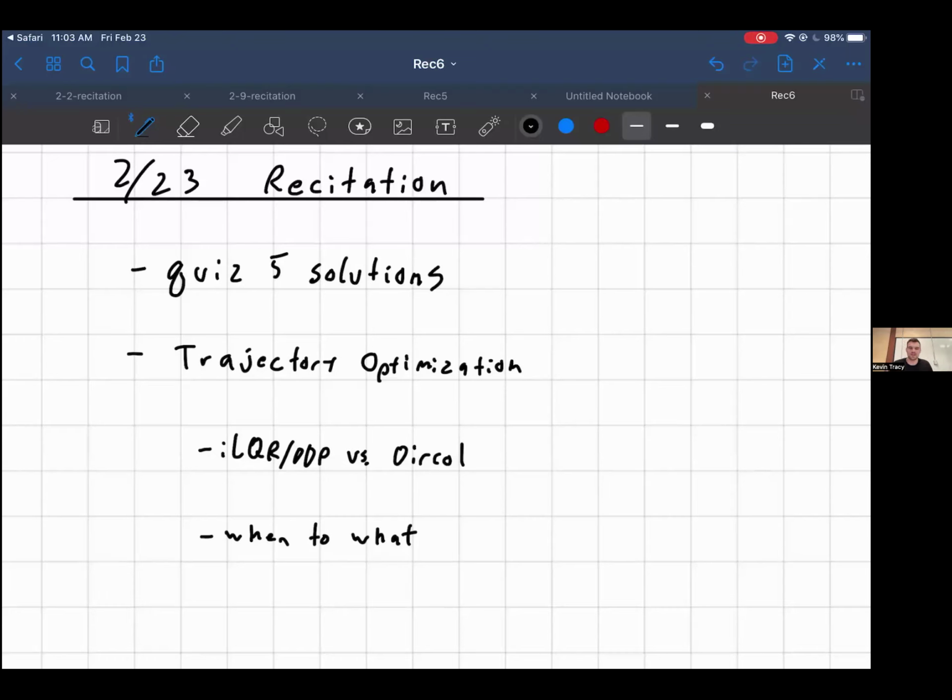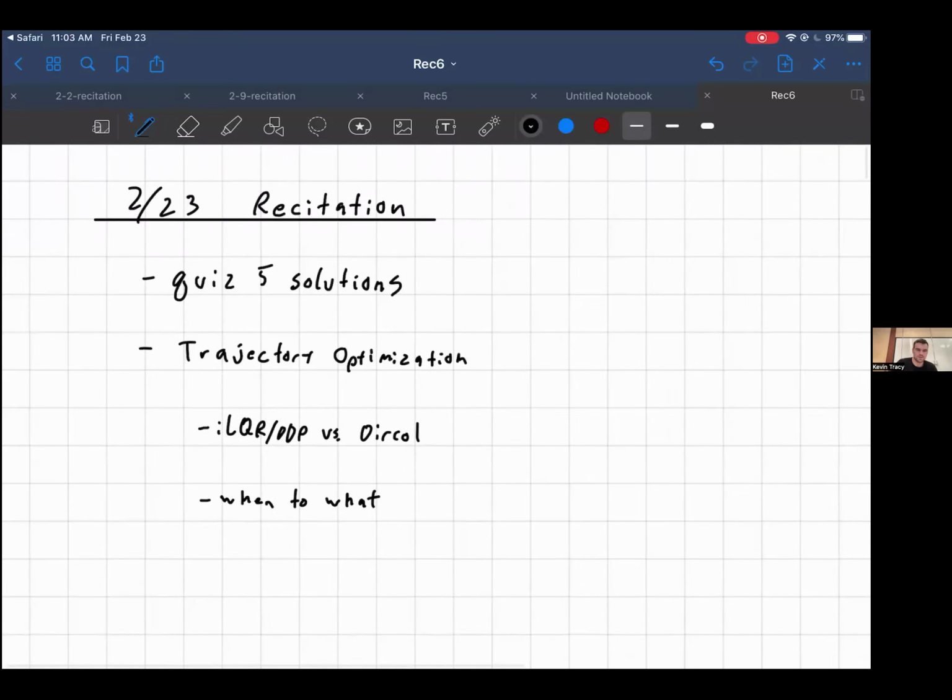So homework 3 went out today, and in homework 3 you implement the two most common flavors of trajopt. We're going to talk about when to use which, pluses and minuses of each, and how these stack up to all the different LQRs that we learned. The idea is that I want everyone to have a general taxonomy of all these different methods in their head, and know when to use what and what the limitations of each are. So with that, I'll get started with the quiz solutions.